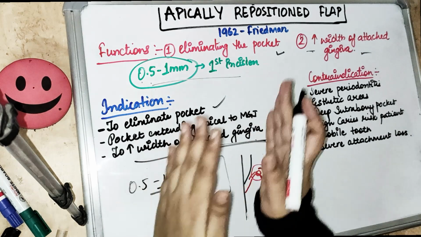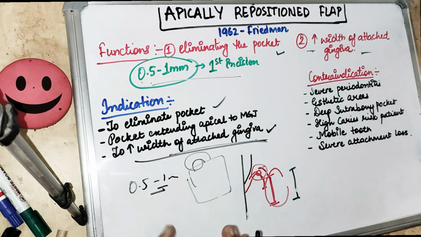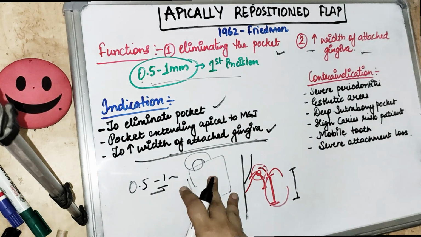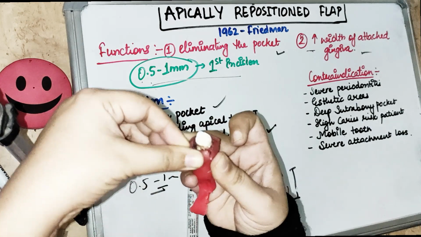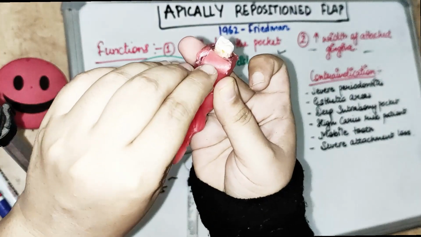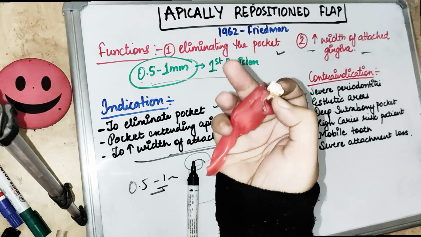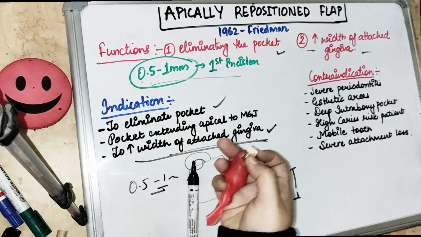So first we need to go for apical reposition flap, wherein we are going to increase the width of attached gingiva, and then we will go for the other surgical procedure which we want to proceed. But because we are shifting this flap apically, where the tissues were here, now the tissues are going to be here. So there are high chances that there is going to be a gingival recession.